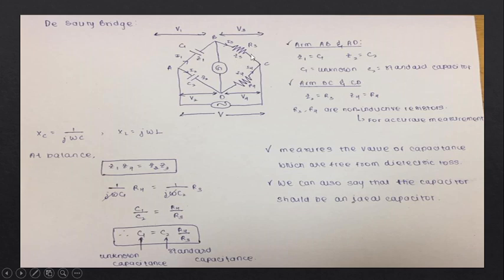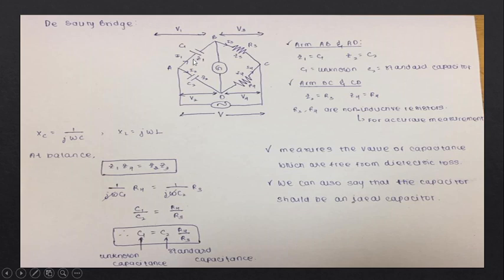In arm BC you can see there is R3 as a resistor, and in arm CD there is the R4 resistor. These are non-inductive resistors. We are using non-inductive resistors here for accurate measurement. When we use other types of resistors here, they create some type of error. So to avoid that, we are using non-inductive resistors.